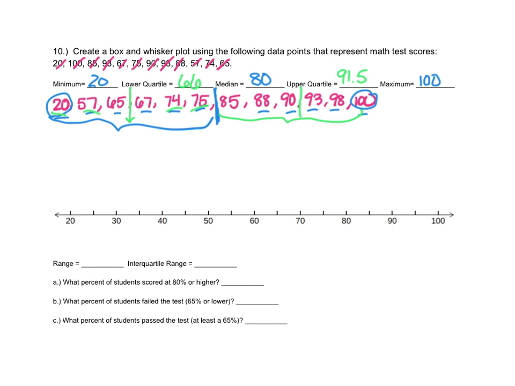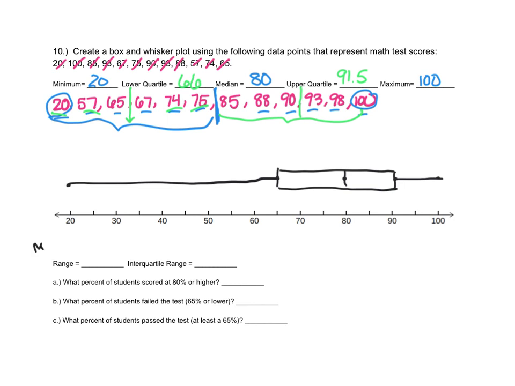You take those points and plot them on the graph. We have 20. Lower quartile is about 66. Median is 80. Upper quartile 91.5, and maximum is 100. You draw vertical lines in the center of your 3 dots. Then these 2 get whiskers. That is your box and whisker plot.